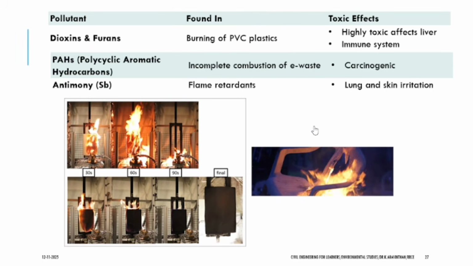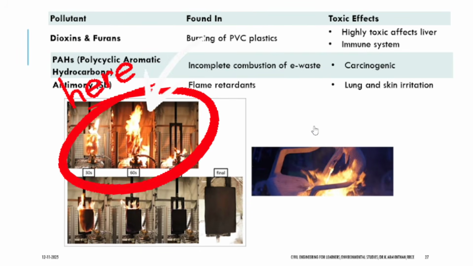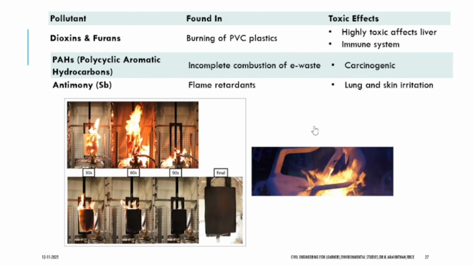Can you see two examples here? This is example 1. Below that you can see example 2. This is e-waste. Take an example of wood. Wood can be burnt after 90 seconds of burning. But if you are adding the flame retardants to the e-waste, what will happen? Even after 90 seconds, the same component is not completely distorted. Why? Because of the flame retardant which is being used. So antimony is the substance which is added to the e-waste. If you get contact with that, skin irritation will happen.